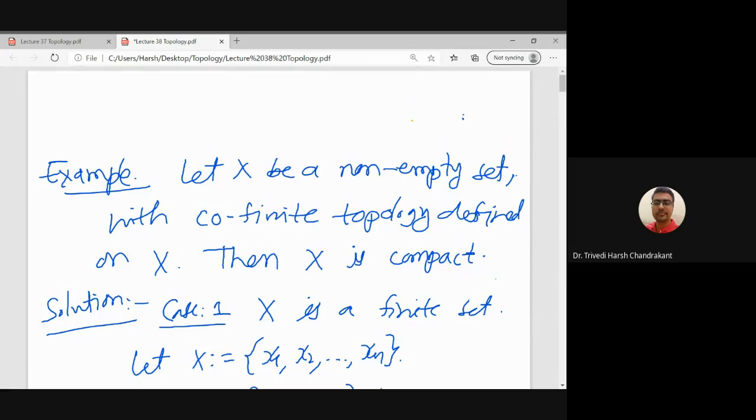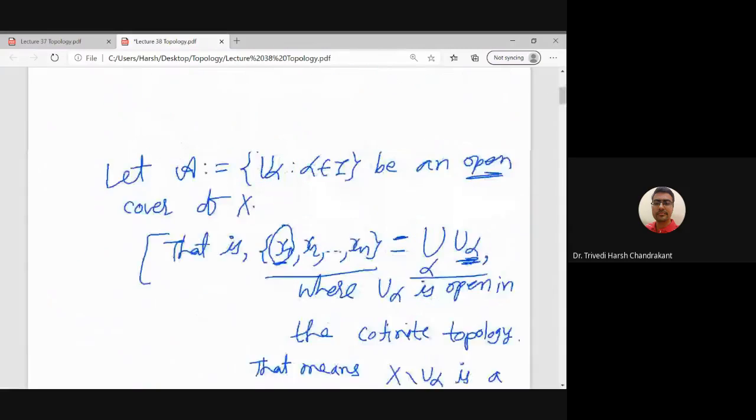Okay, so I'm starting with a non-empty set X with the cofinite topology. So we know that cofinite topology means any subset U of X is open with respect to the cofinite topology if the complement of U is a finite set, right? So that idea basically we want to use here.